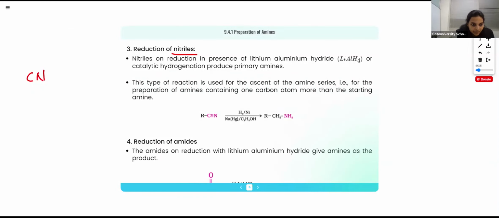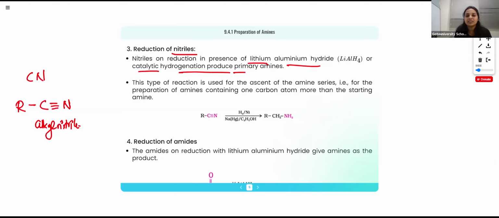Suppose in this group, carbon is triply bonded to nitrogen. So here one bond I am replacing with some alkyl group. So these are called alkyl nitrile. Any alkyl group, CH3, CH2, any group. This type of reaction is here. Nitrile on reduction in presence of lithium aluminum hydride or catalytic hydrogenation produces primary amines. Understood?